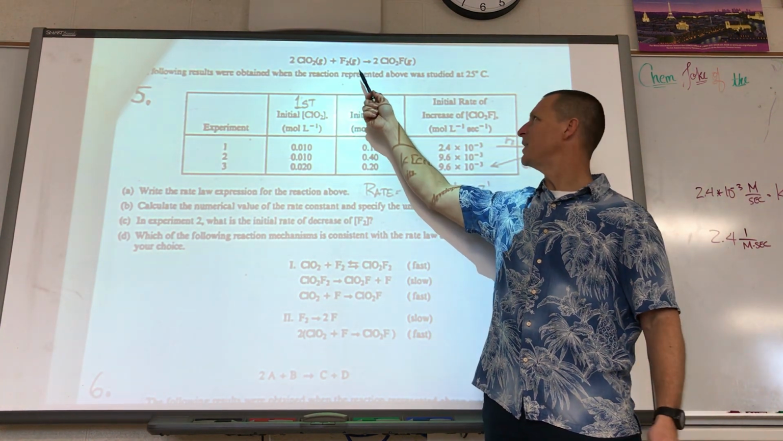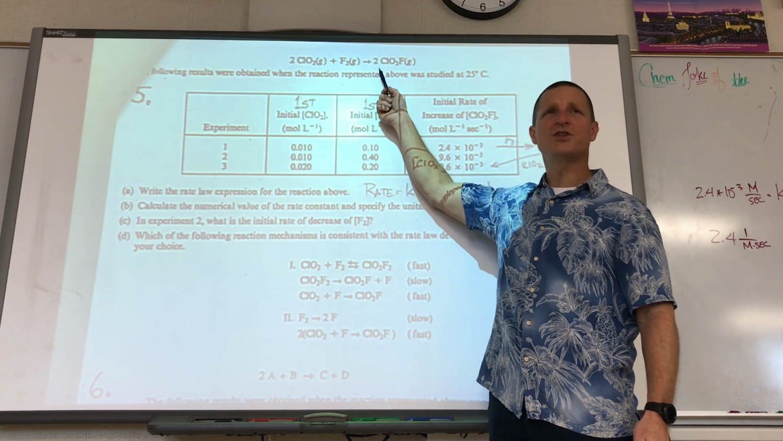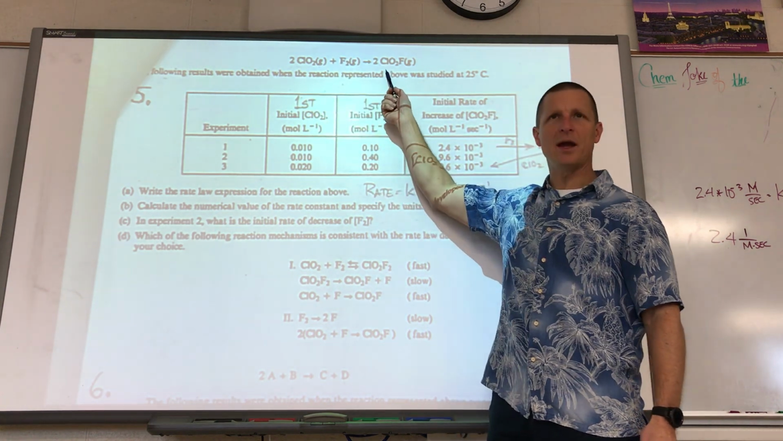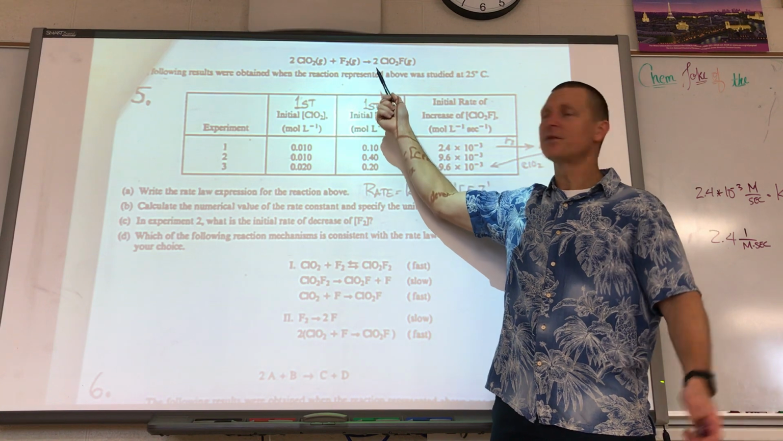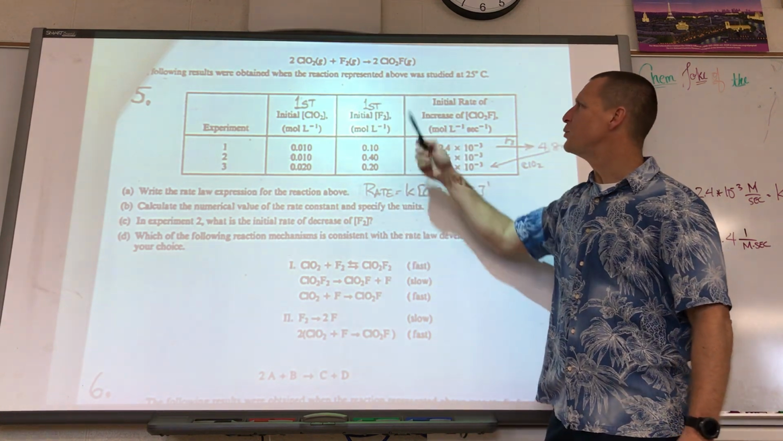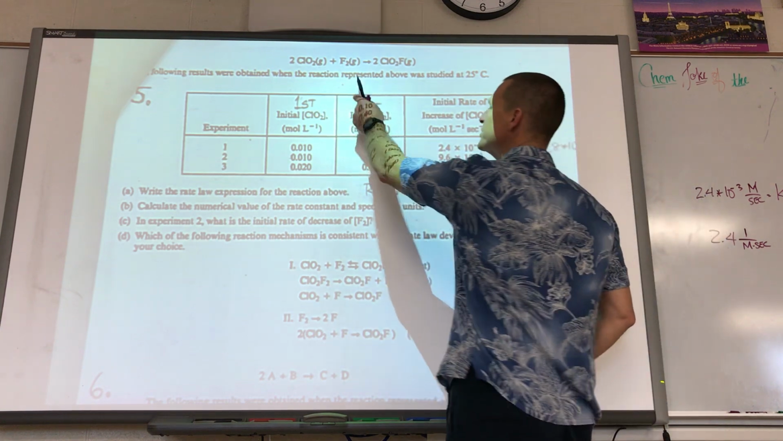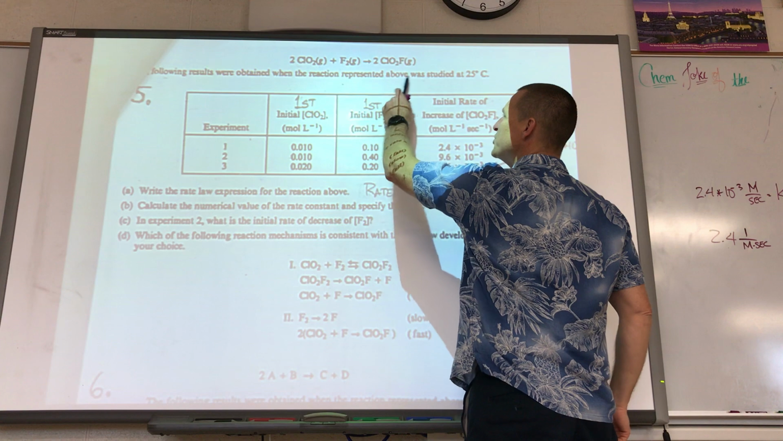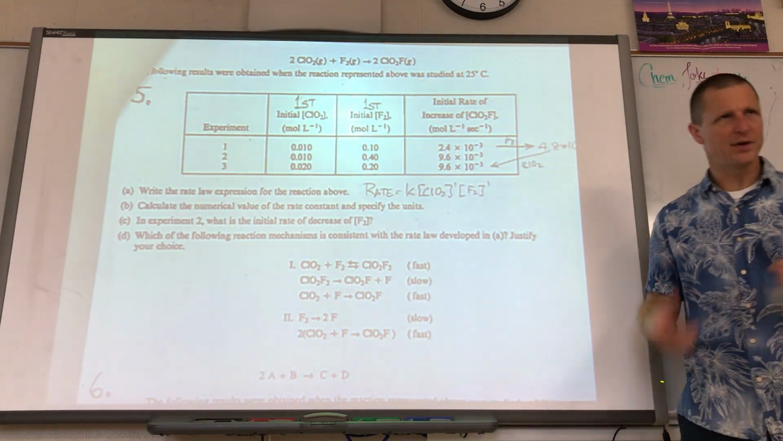What's the relationship between that and that? It's a 1 to 2 ratio between those two. Every time one of these gets used up, 2 of those get made. You agree with that? Based on the coefficient ratio. So these questions, we'll always just go back to the original overall balanced equation and just use the coefficient ratios. Whatever change happens to that one, only half the change is going to happen to the F2 because of the coefficient ratio.